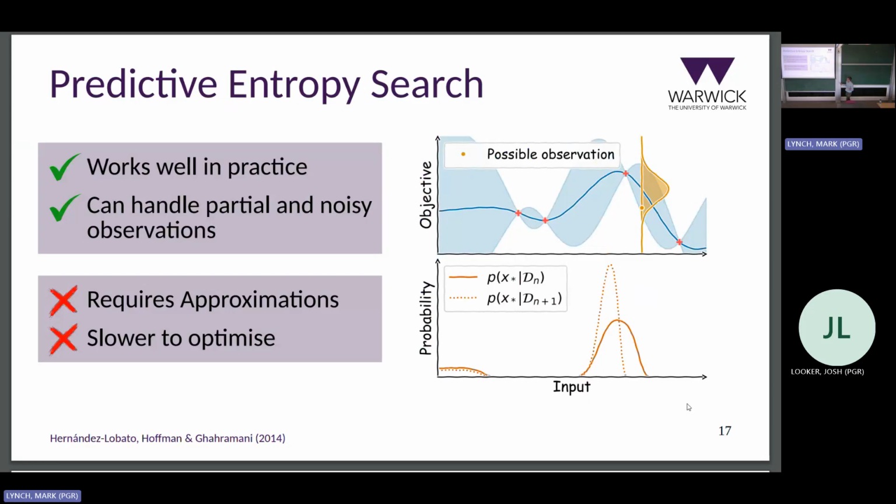So it's a different way of doing it, but it still works well in practice. It can handle these partial and noisy observations, and it, like knowledge gradient, though, requires a lot of approximations, and it is similarly slow when you're trying to compute it in practice.